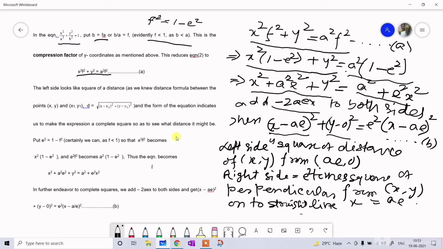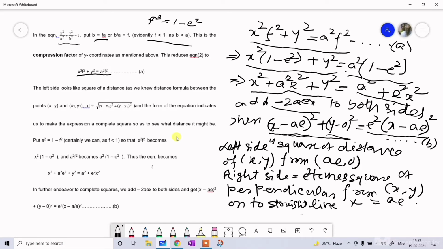So here it is. First add 2aex and subtract 2aex, and take e square common. After a bit of simplification, you will get this. Now it becomes (x minus ae) whole square plus (y minus 0) whole square is equal to e square times (x minus ae) whole square. So what is this (x minus ae) whole square plus (y minus 0) whole square?